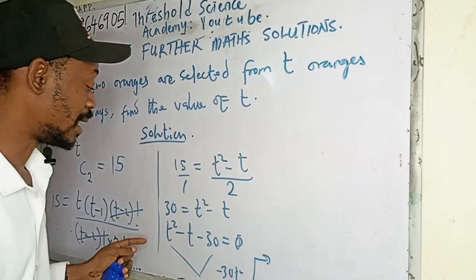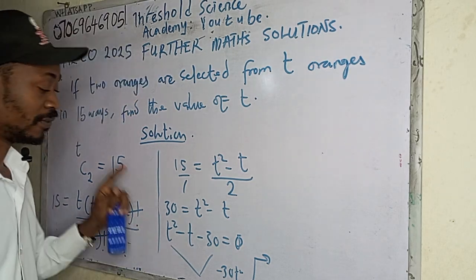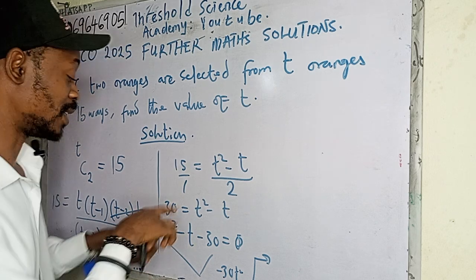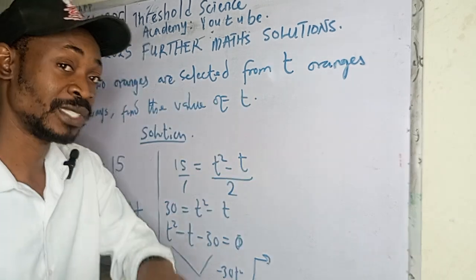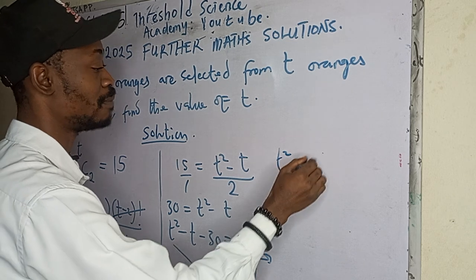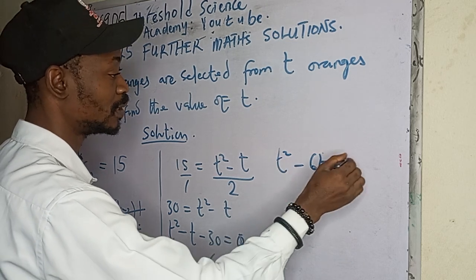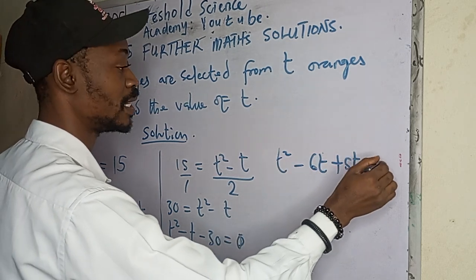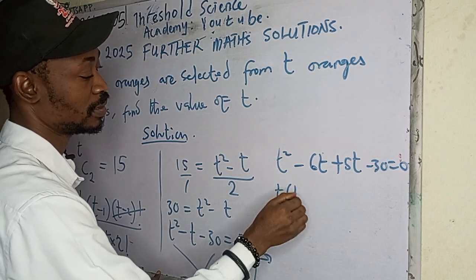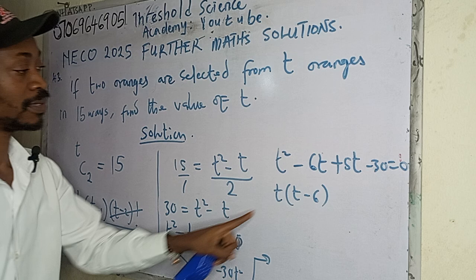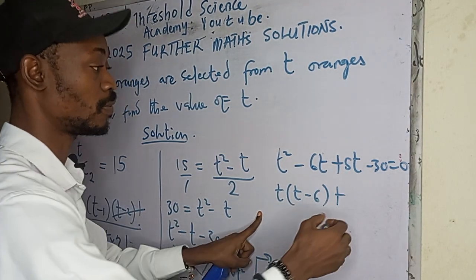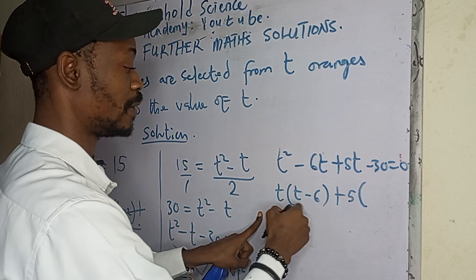Obviously, 6 and 5 come to mind here, because 5 minus 6 is going to give us minus 1, and 5 times minus 6 is going to give us minus 30. So it's 5 and 6 we are going to be using. That's going to be T squared minus 6T plus 5T minus 30 equals 0. Okay, factorize. T is going to be, T minus 6, right? T squared minus 6T. And then plus what is common between these both? That's going to be 5. Then we just repeat this.